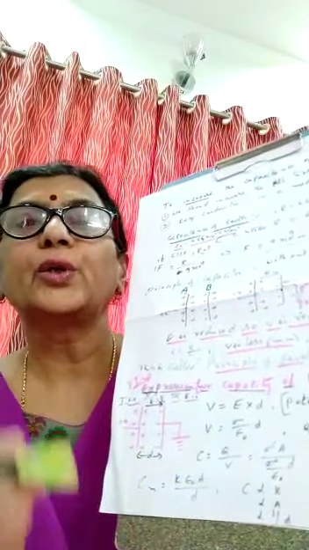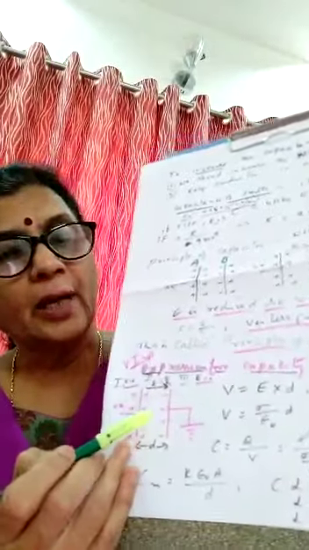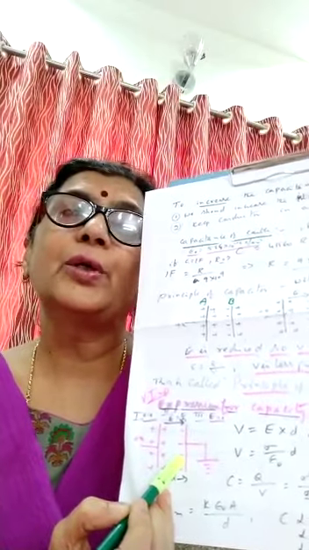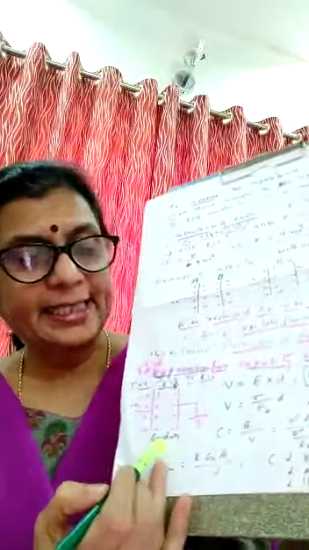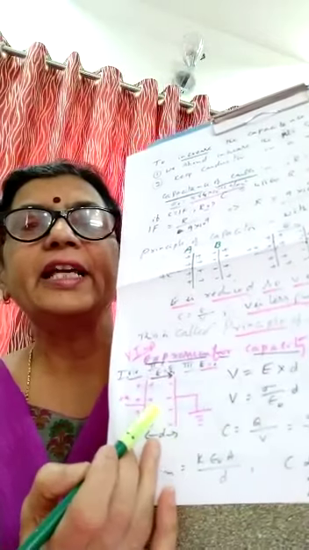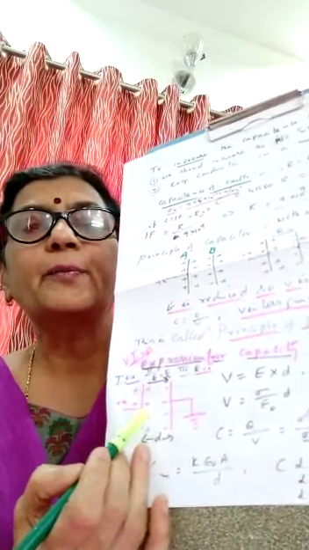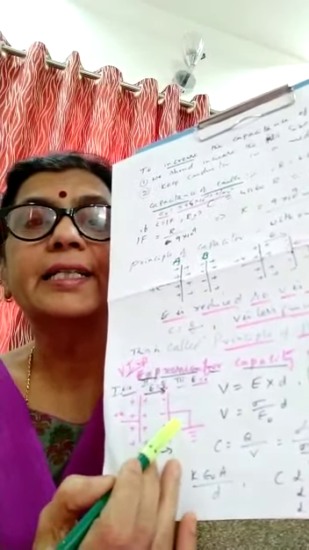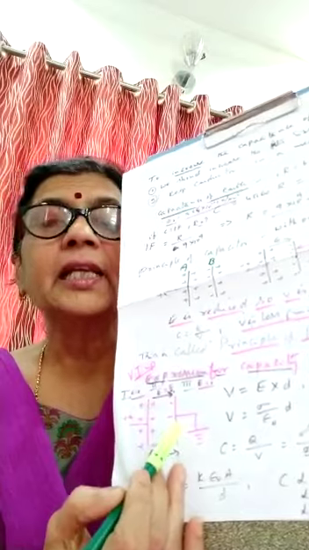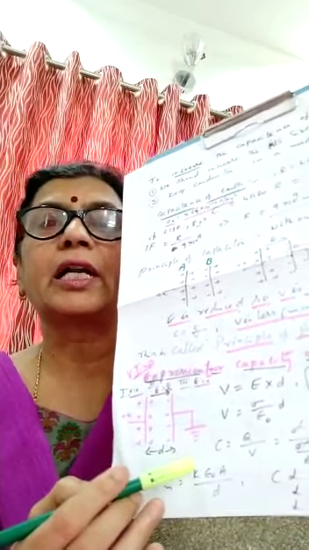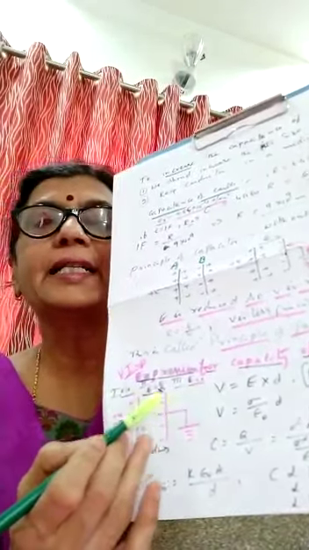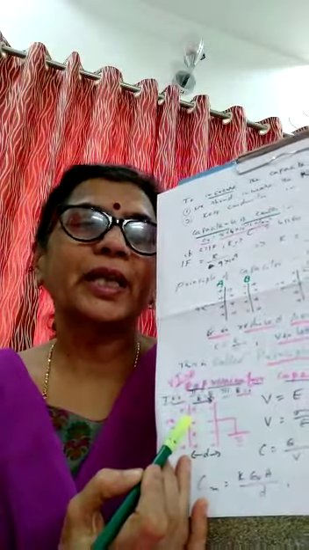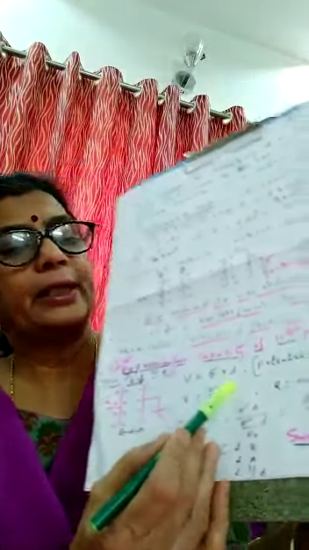We know the formula for capacitance: C is equal to Q by V. Let us find the potential between the two plates. What is the potential formula? V is equal to E into d, where d is the distance between the two plates and V is the potential between the two plates. What is the electric field between the two plates? We have already done this in our first lesson. E is equal to sigma by epsilon naught, since the medium between the two plates is air or vacuum. So V is equal to E into d.